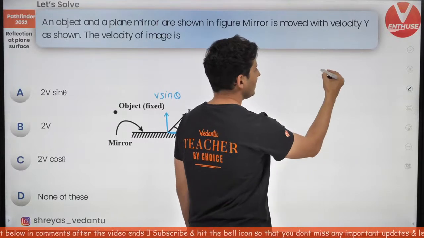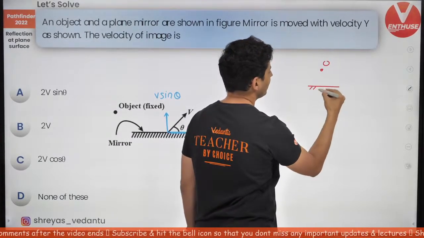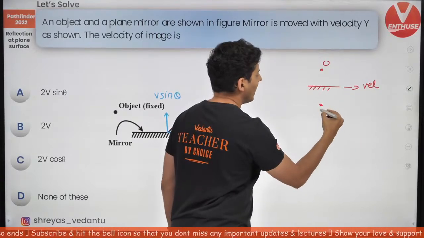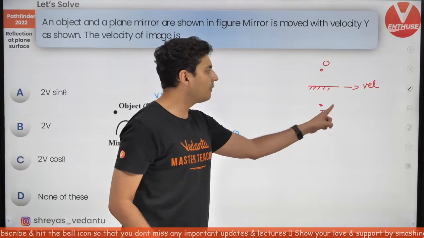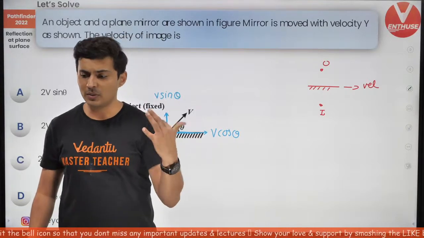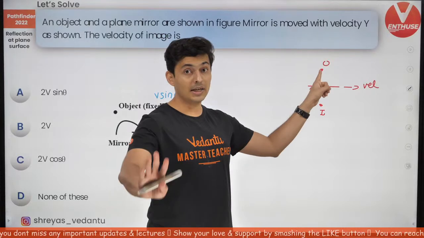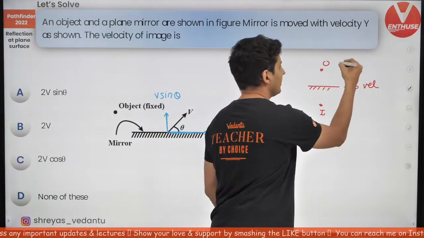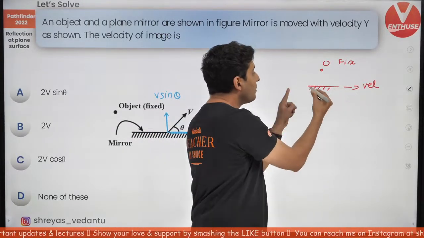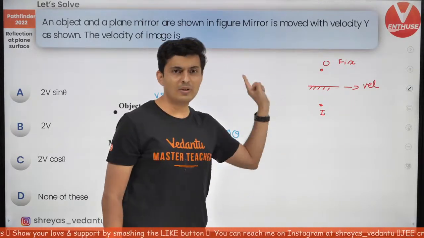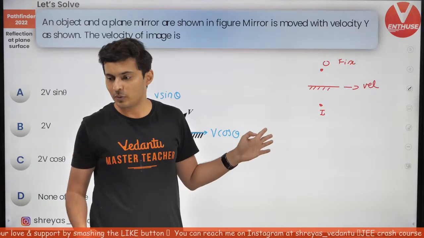Look at this. If there is an object here and there is a mirror, if the mirror moves like this with some velocity, what do you think will happen to the image? Will the image also move? Left, right, up, down? Answer in the chat box. Think. Object is here. It is not moving. Object is fixed. The mirror goes this way. What do you think will happen to the image? Will the image also move left, right, top, bottom? Or will it not move?